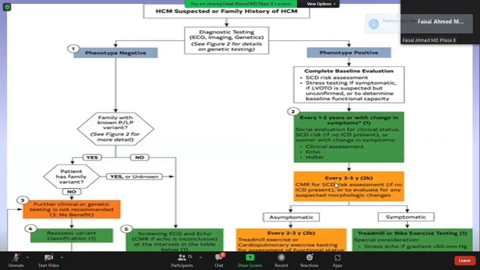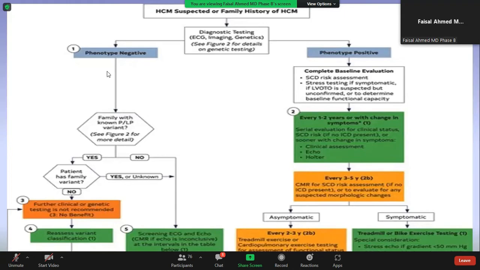So this is the algorithm for evaluation of a suspected patient with HCM. If we find a suspected patient of HCM with positive family history, we should evaluate this patient with ECG, echo, and genetic testing. And if the patient is found to be phenotype positive, that means the patient is having cardiac hypertrophy, then these patients should be re-evaluated every 1 or 2 years with clinical evaluation, Holter monitoring, echo, and sudden cardiac death risk assessment. And patients should be managed accordingly.